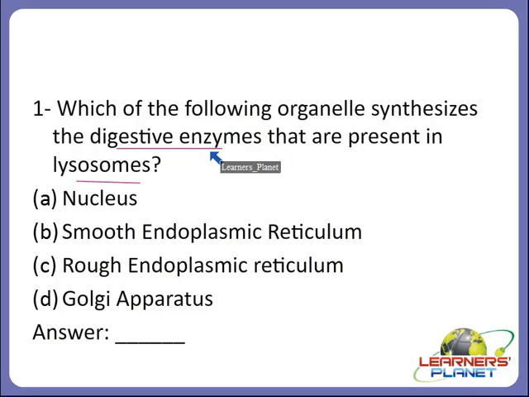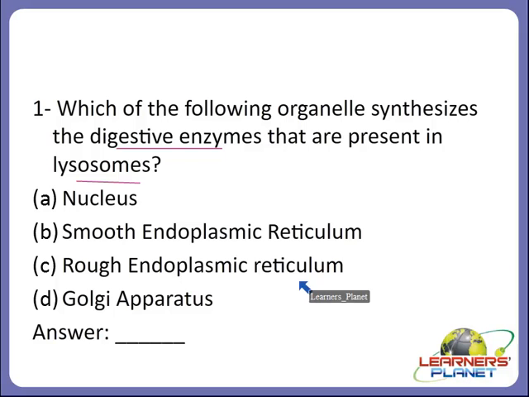Now these proteins, they are coded by genes, right? Genes are located in the nucleus. But the nucleus is just carrying the information for these proteins or the enzymes. We cannot say that it is synthesizing them. So next one is smooth endoplasmic reticulum. Smooth endoplasmic reticulum is actually involved in lipid biosynthesis. The major function of SER is lipid synthesis.